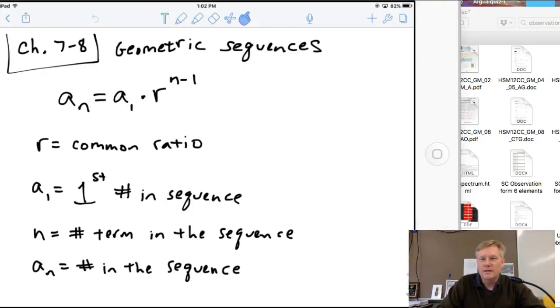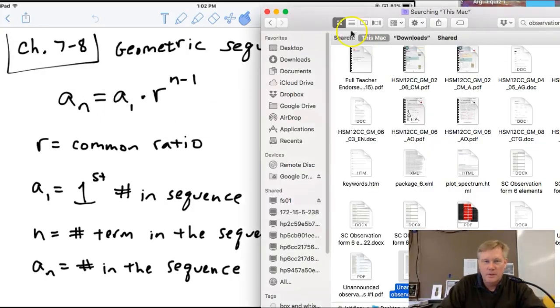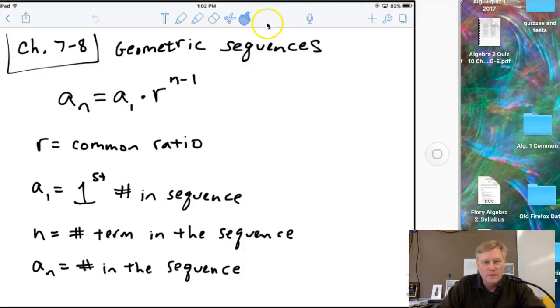All right, hi there. Today we are going to be looking at geometric sequences. And geometric sequences have a formula. It's a of n equals a of 1 times r to the n minus 1. Each one of these things represents something. R represents the common ratio. I'll show you what that is in a few minutes.